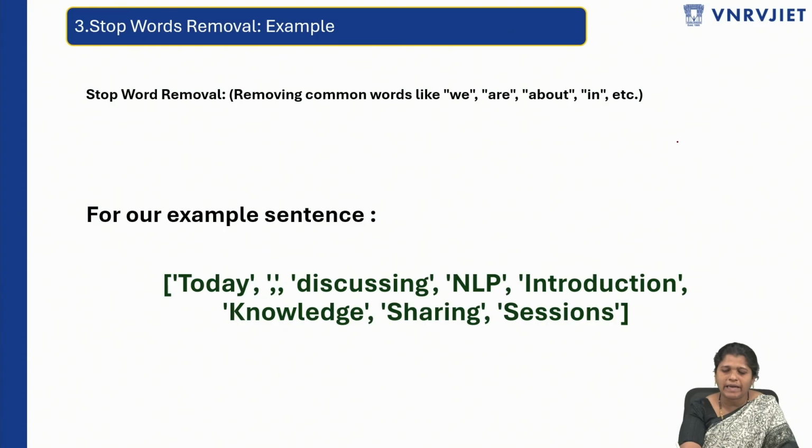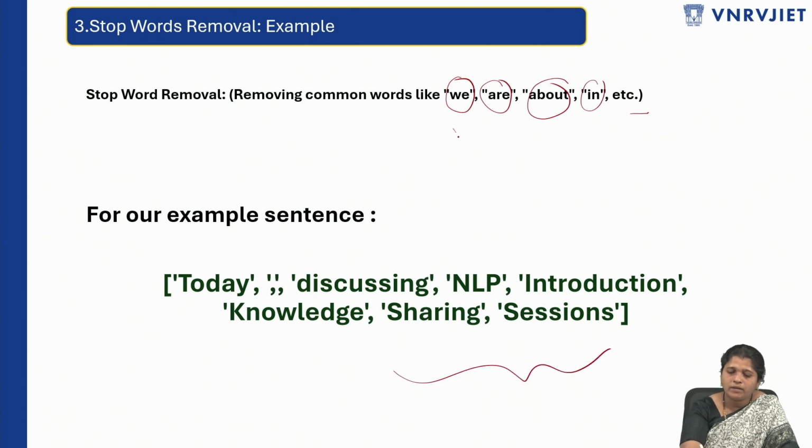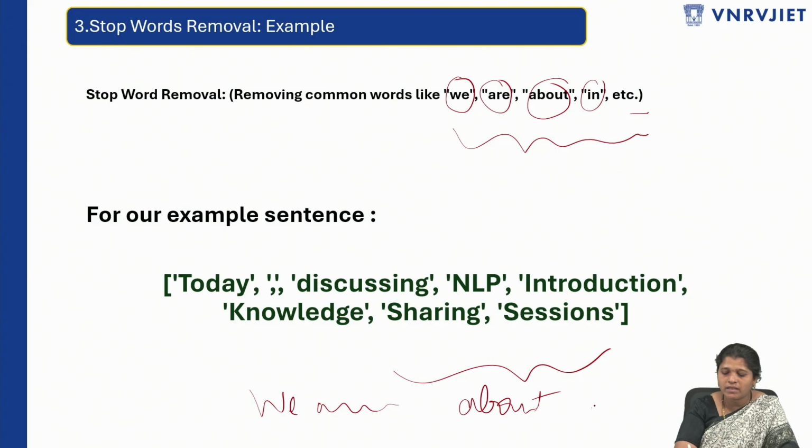So in our given text, we are removing the words called we, are, about, in and all. These words can also be removed from this given input text. So these are our tokens: today, discussing, NLP, introduction, knowledge, sharing, which are left after the stop word removal. Actually, my given statement is we are discussing about NLP introduction in knowledge sharing session. So we has been removed, are has been removed, about has been removed, and in has been removed.